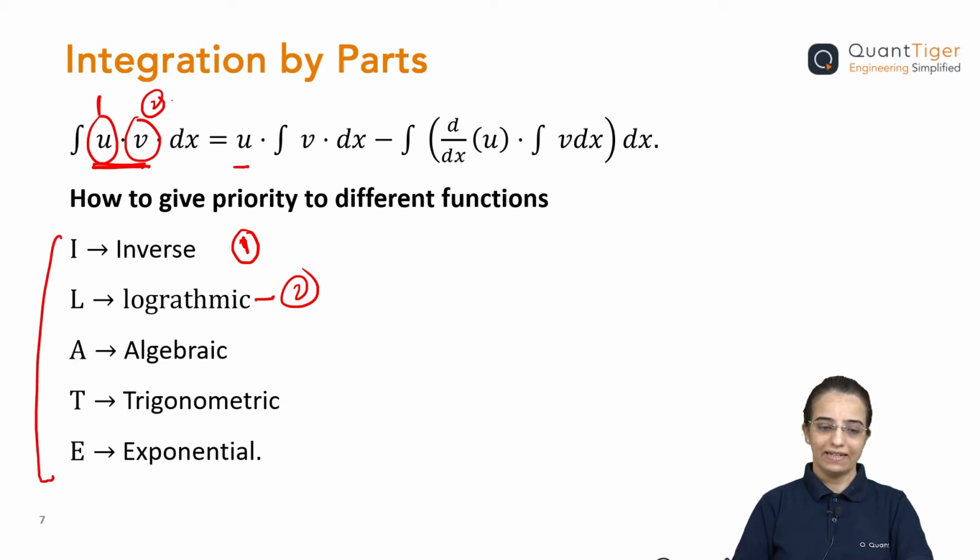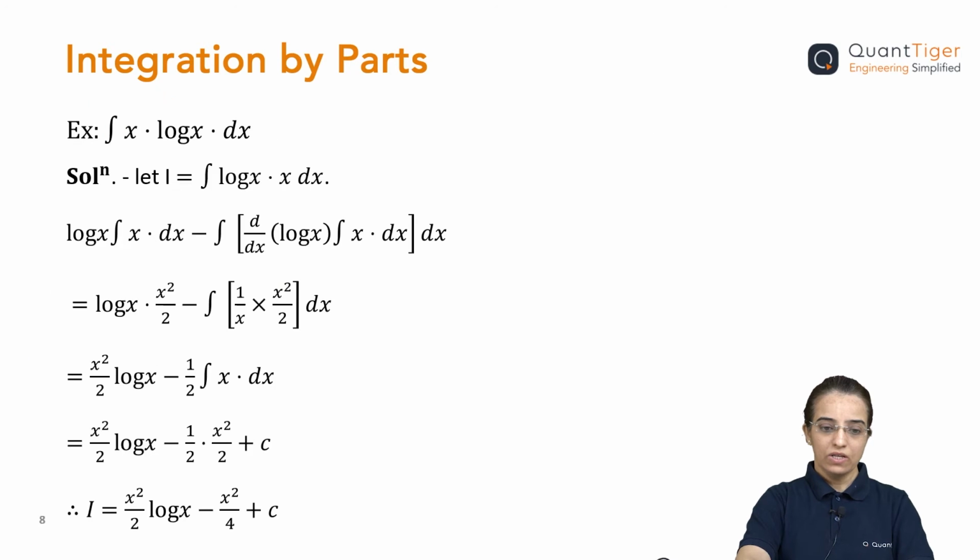We call it the ILATE rule. If the given u and v are not in that order, then we can change their order to make sure they are in this sequence. Once that is there, then we can start using the rule.